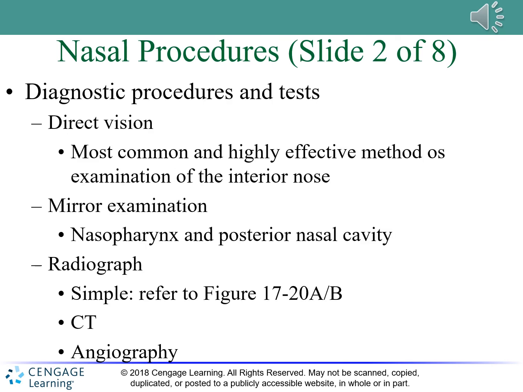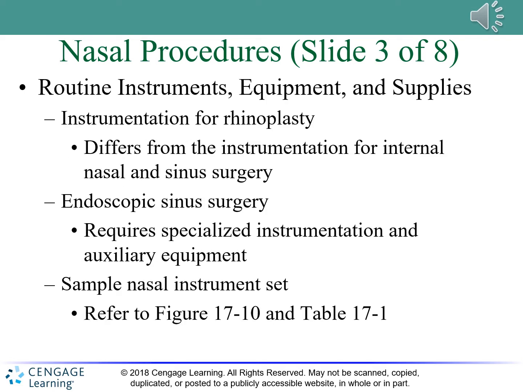Under radiography, it has in red epistaxis. I need you to know that epistaxis is a nosebleed. Under routine instruments, it's talking about instrumentation for rhinoplasty, and that's often considered plastic surgery. But again, rhino is a combining form that means nose, so you'll have to have a lot of nasal instruments, as well as some plastic surgery instruments also.